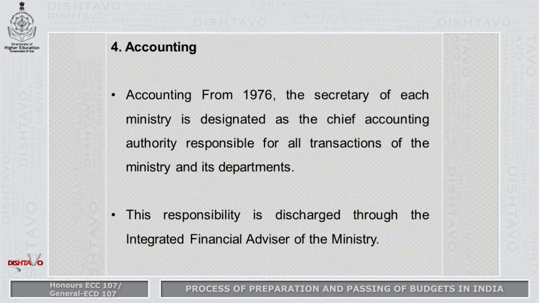Fourth one is accounting. From 1976, the Secretary of each ministry is designated as the chief accounting authority responsible for the transactions of the ministry and its departments. This responsibility is discharged with the integrated financial advice of the ministry. The Controller General of Accounts is the apex accounting authority of the central government. The CGA is responsible for the accounting and the banking arrangements for various ministries, departments or offices of the Government of India.